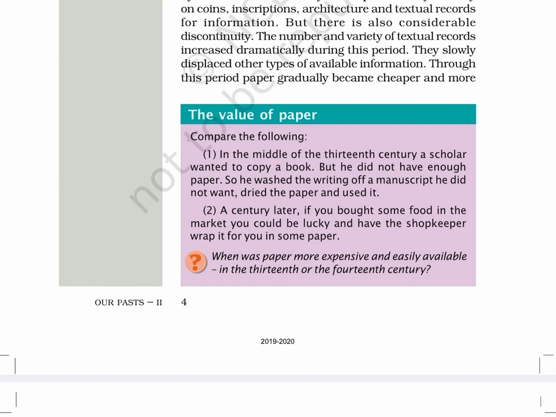Compare the following. 1. In the middle of the 13th century, a scholar wanted to copy a book, but he did not have enough paper, so he washed the writing of a manuscript he did not want, dried the paper, and used it. 2. A century later, if you bought some food in the market, you could be lucky and have the shopkeeper wrap it up for you in some paper. Question. When was paper more expensive and easily available? In the 13th or the 14th century?